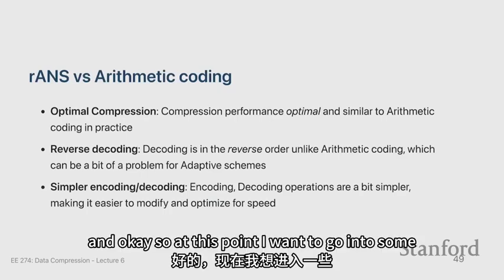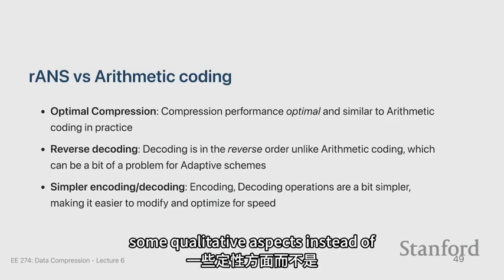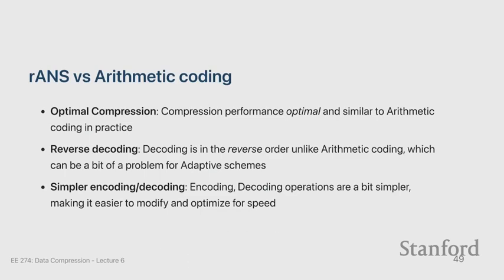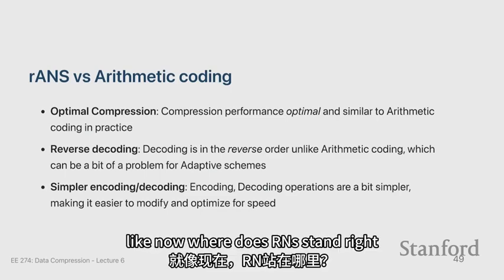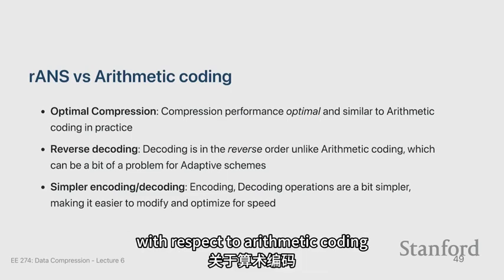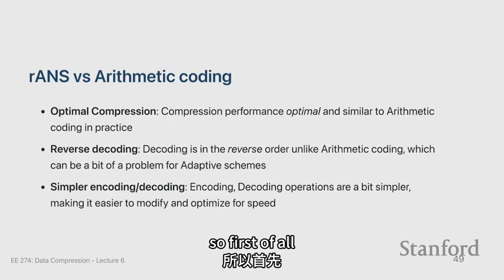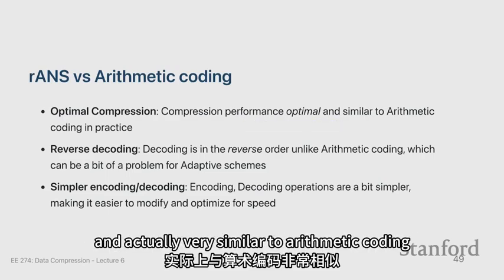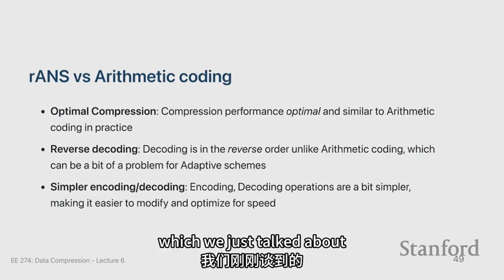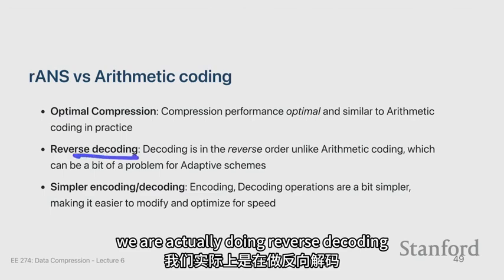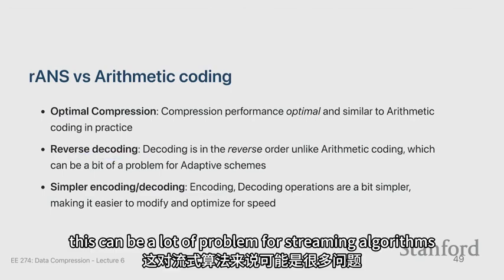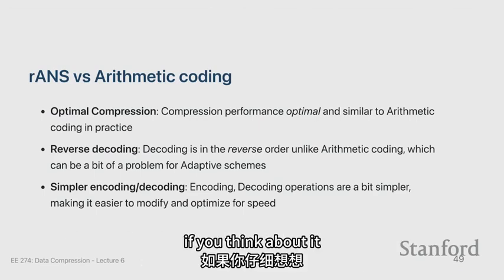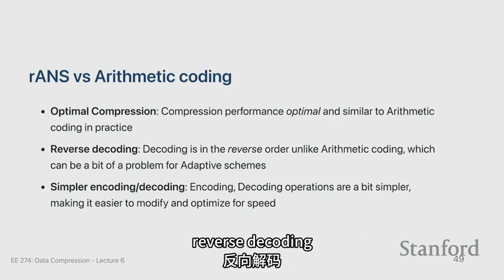Okay, so at this point I want to go into some qualitative aspects instead of everything. Some properties of rANS: where does rANS stand with respect to arithmetic coding? First of all, we understood that the performance is optimal and actually very similar to arithmetic coding. Goes back to our rule of thumb, which we just talked about. We are actually doing reverse decoding. This can be a lot of problem for streaming algorithms if you think about it. That's why I've been highlighting reverse decoding.